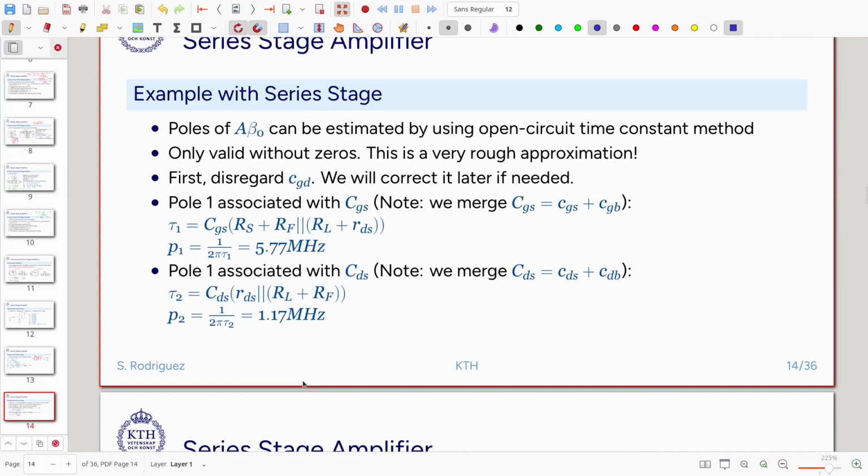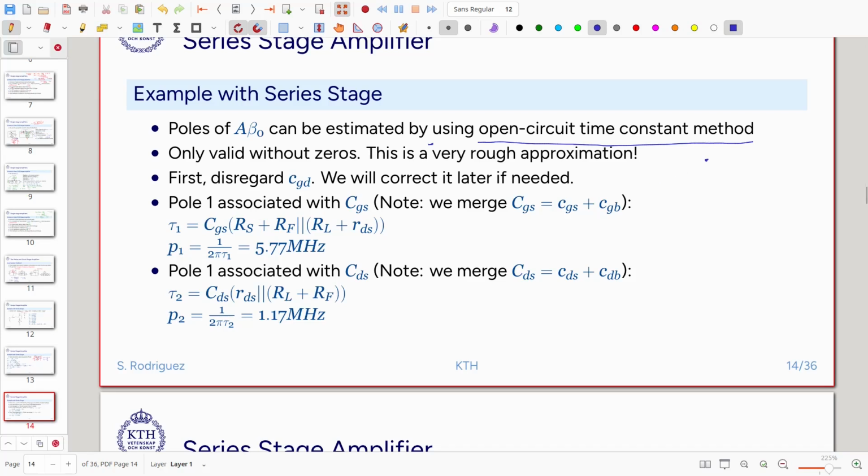Now we are going to calculate the poles of the loop gain. For that we are going to use a tool from the basic electrical principles course. We are going to use the open circuit time constants method. And what does this method tell me? I can calculate the position of a pole that is associated to a capacitance by estimating all the resistance that this capacitance is facing.